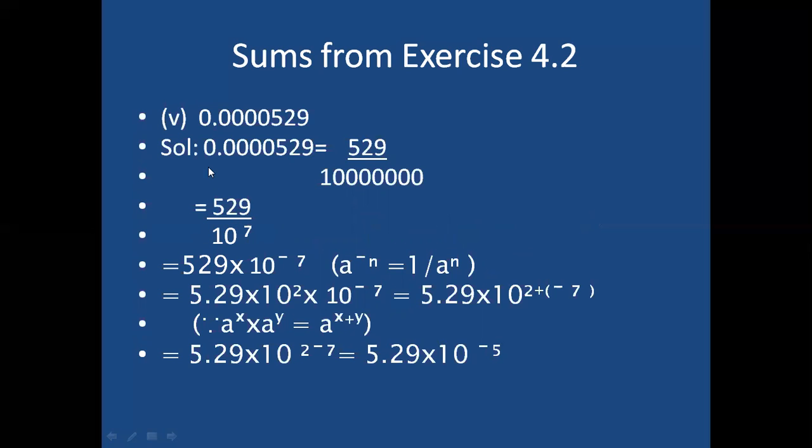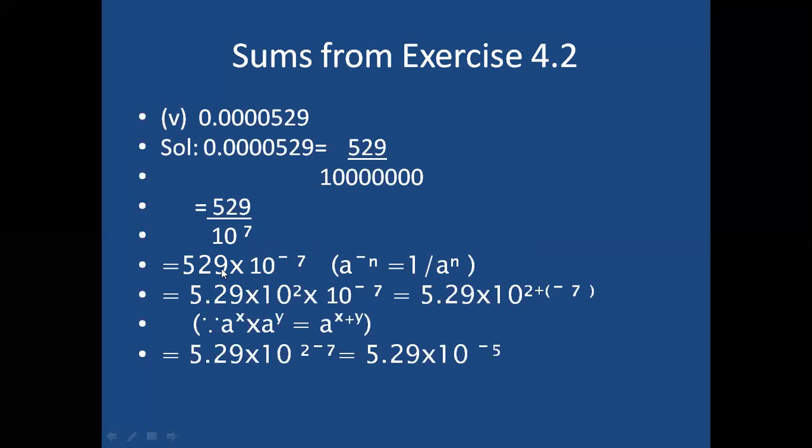Next up, 0.0000529. How to convert this very small number into standard form? First write the numerical part 529, and in the decimal place write 1. How many digits are there in total? 7 digits are there. So write 7 zeros. How will we represent this in exponential form? 10 to the power of 7.